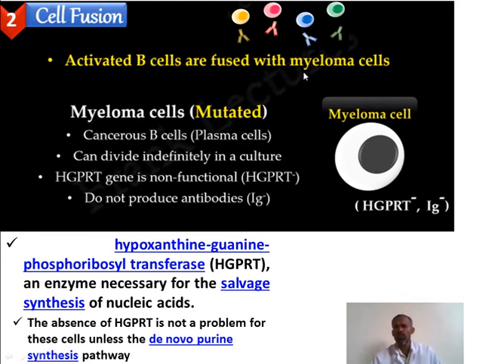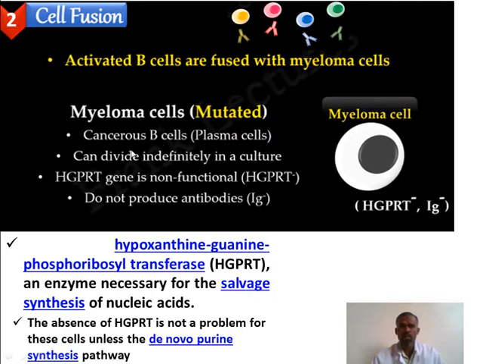Activated B cells are fused with myeloma cells. So we need another cell, which is a myeloma cell. This is a mutated cancerous B cell. Very important: this is again a B cell, but it's a cancer B cell which is mutated. Cancer cells have the property that they divide indefinitely, but normal B cells won't. They have a short lifespan, but cancer cells have a long, indefinite lifespan.